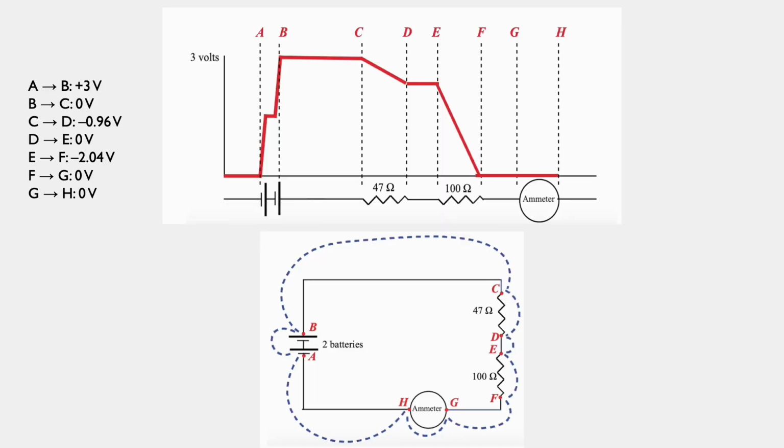Then walking the loop with a voltmeter, I touch the probe sequentially around the labeled points A through H, and the readings are: from A to B it was plus 3 volts, B to C was 0 volts, C to D was negative 0.96 volts, D to E was 0 volts, E to F was negative 2.04 volts, F to G was 0 volts, and G to H was 0 volts as well. Adding them algebraically, they cancel to zero, which is another clean win for the loop rule. And the drops across the 47 and 100 ohm resistors share the same 1:2 ratio as their resistances.